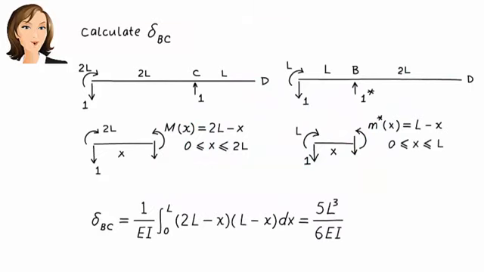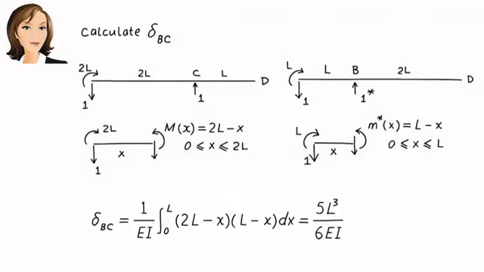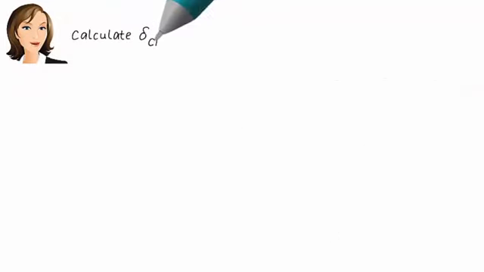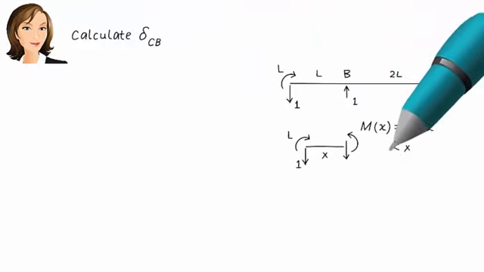In this case, m and m star are not the same since the real load and the virtual load are applied at different locations. Here is m. Here is m star. And here is the integral of m star. Finally, we calculate delta CB, vertical displacement at C due to a vertical unit load at B.